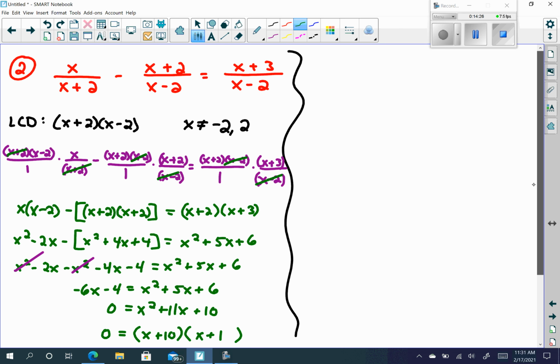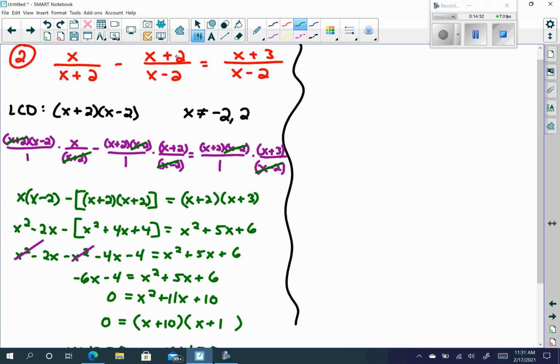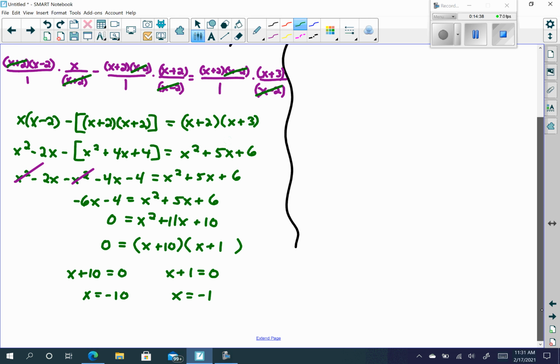And again, if you wanted to check on your calculator, you would first check negative 10. You can substitute this back in. Negative 10 everywhere you see an x, and you can just try that on your calculator. And then go back in and evaluate that when x is equal to negative 1. So you could leave it like this, or you could write it in set notation that we have a negative 10 and a negative 1 as solutions.